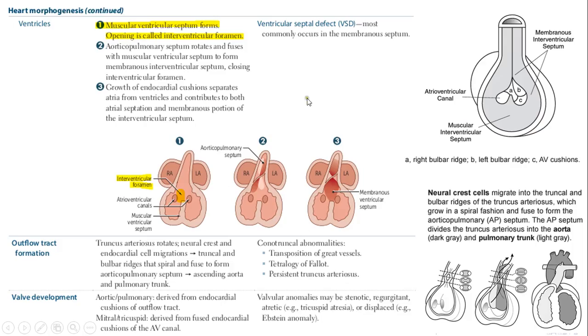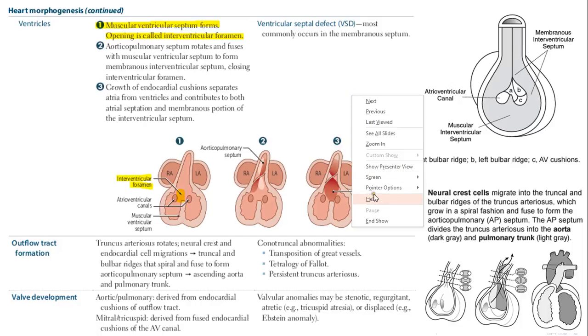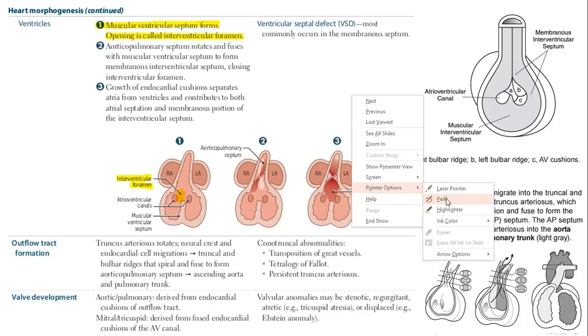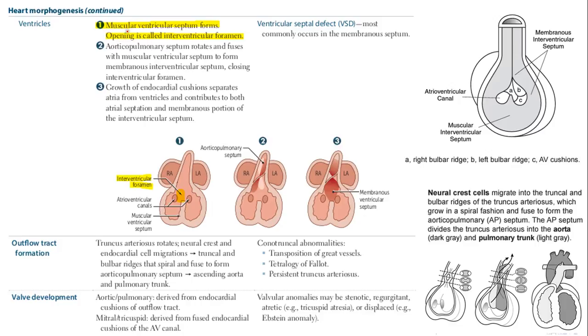Okay, so now we're talking a little bit more about some of the heart morphogenesis. In this case, this is showing how these ventricular septal defects occur. In the beginning, the muscular ventricular septum forms. The opening is called the interventricular foramen, and this opening here is the interventricular foramen.